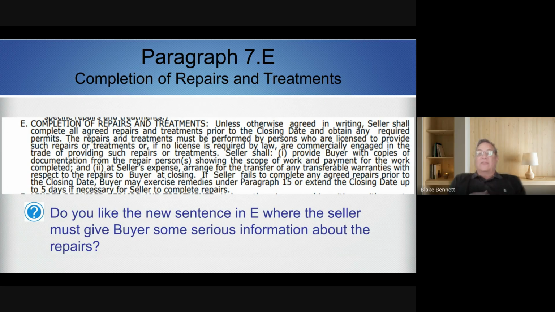The one that I was thinking about that I'm going to see a problem with is 7E, as far as repairs and treatments. If seller's going to make repairs, they have to get someone that's either licensed to do it, or is in the business of doing it.